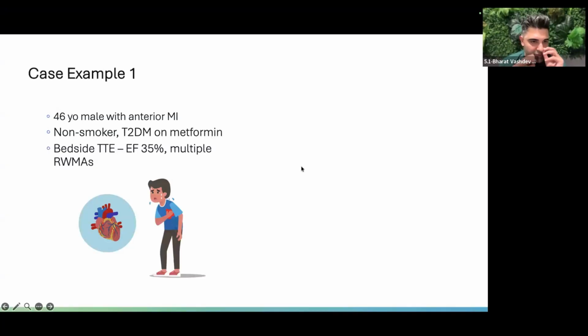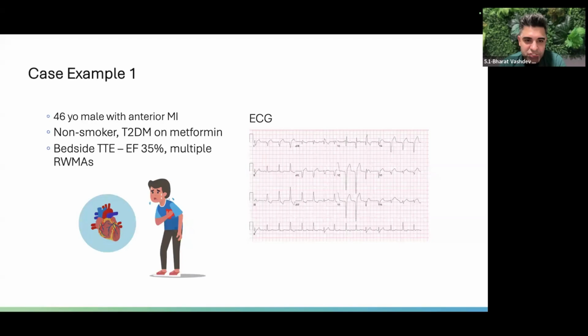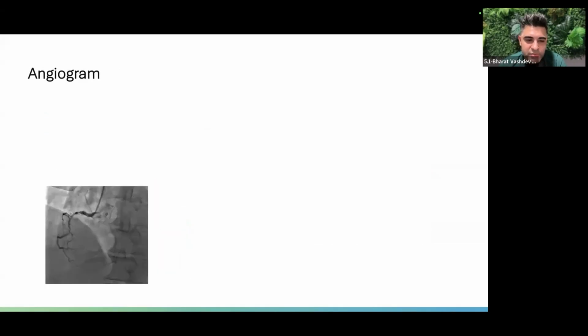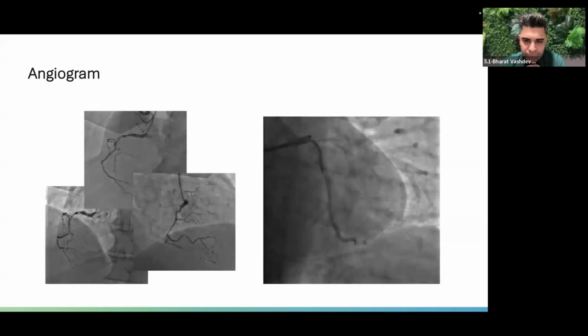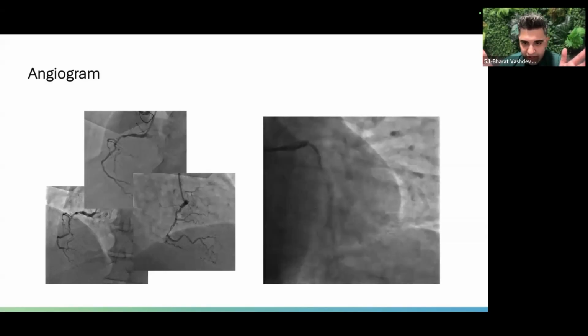Okay, so just going into the first case example. This is a 46-year-old male, anterior MI. He was quite unwell when he came in. This was his ECG. His ejection fraction was reduced, and he had multiple regional wall motion abnormalities. This was his angiogram. So he had a CTO of the right coronary artery. And then this was the left coronary system.